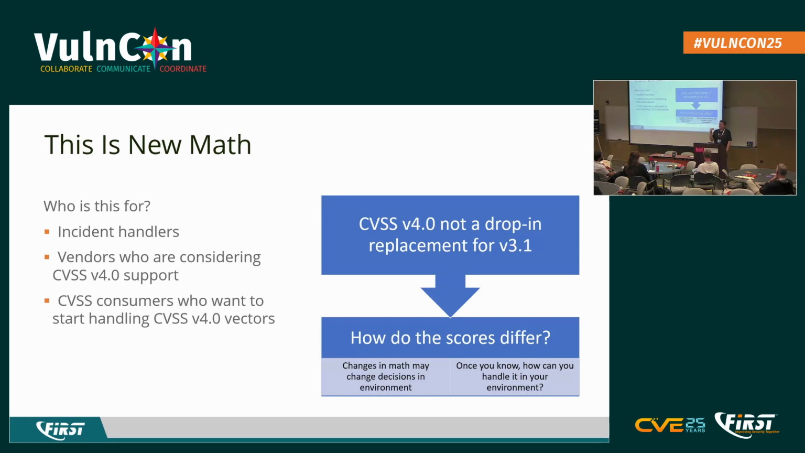So CVSS version 4 is not just a drop-in replacement for version 3. It's different. It really is different. The math and some of the assumptions in CVSS version 4 are different. There are going to be changes in the math that change how decisions are made. We all know what some of these bins are and how we call something low, medium, high, critical. We make decisions based on those things. And in version 4, those are going to be different. They're going to be different from version 3. So once you know how they differ, you can make a determination about how you can handle the changes from version 4 in your own environment.